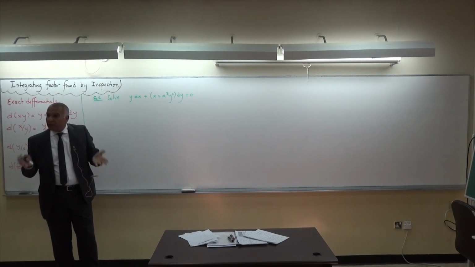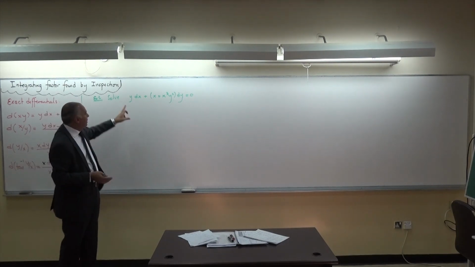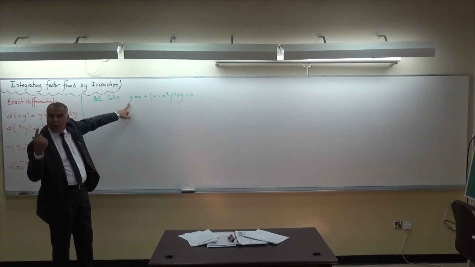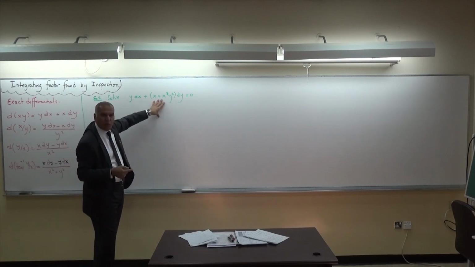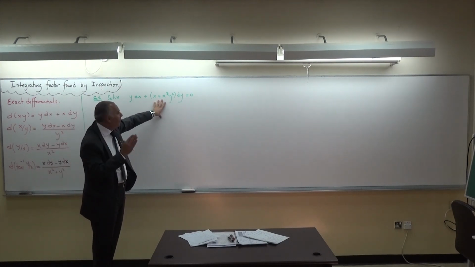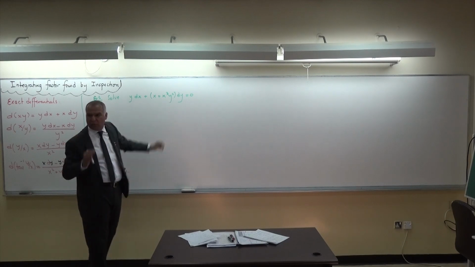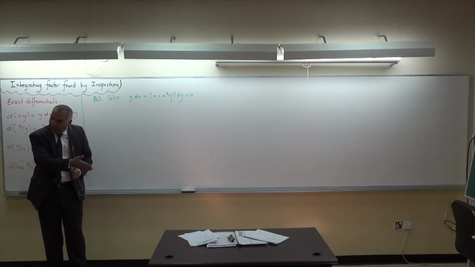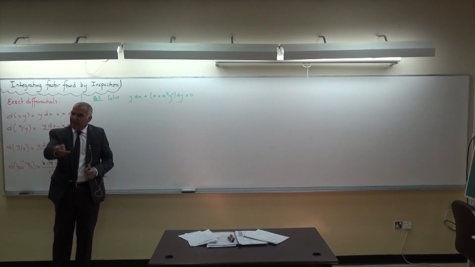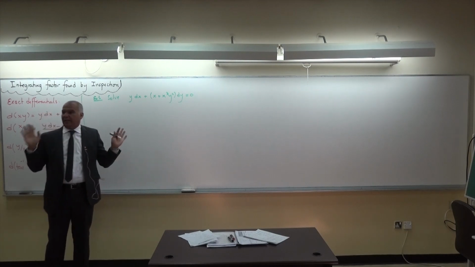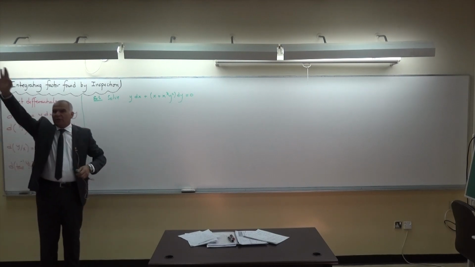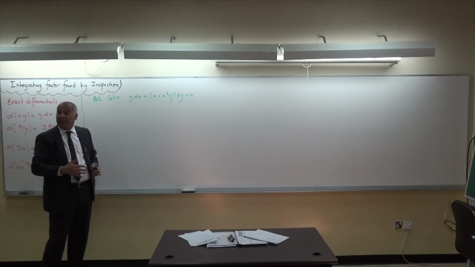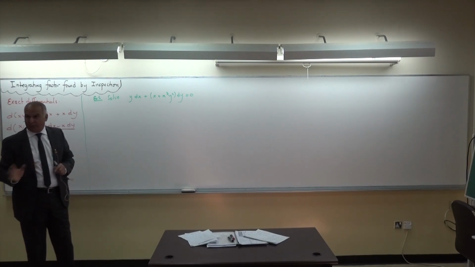Alright? So, is it exact? The derivative of this with respect to y is 1. The derivative of this one with respect to x is 1 plus 3x squared y squared. So it's not exact. It's not separable. It's not homogeneous. It's not linear. And I have no substitution like the separation method that solves the problem. So none of the methods solve such a problem.